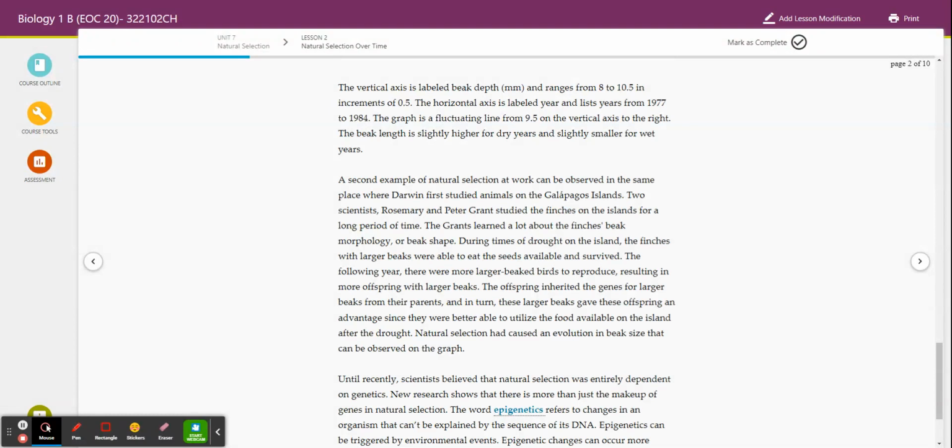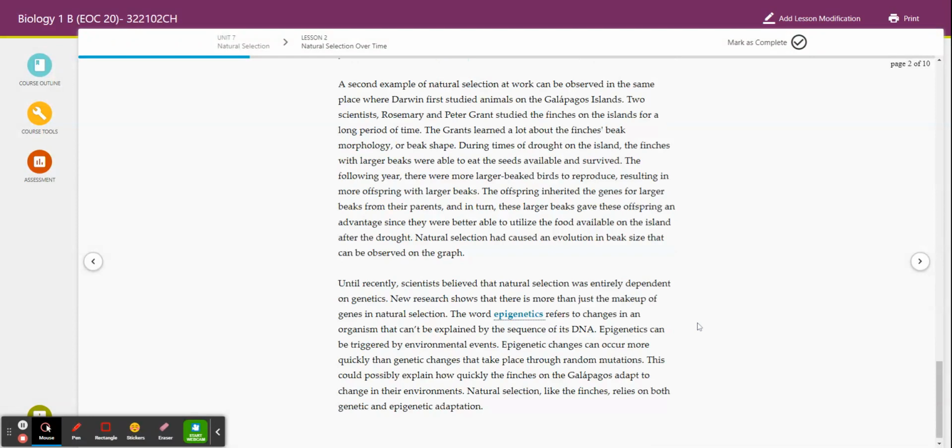During times of drought on the island, the finches with larger beaks were able to eat the seeds available and survived. The following year, there were more larger beaked birds to reproduce, resulting in more offspring with larger beaks. The offspring inherited the genes for larger beaks from their parents, and in turn, these larger beaks gave these offspring an advantage since they were better able to utilize the food available on the island after the drought. Natural selection had caused an evolution in beak size that can be observed on the graph.